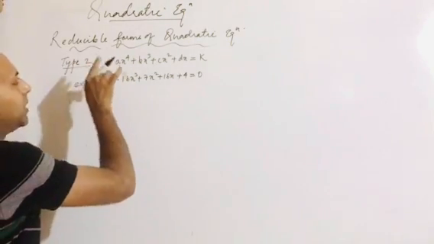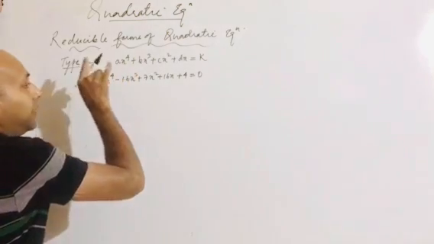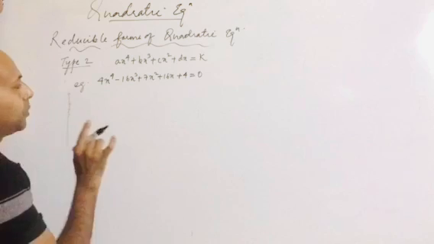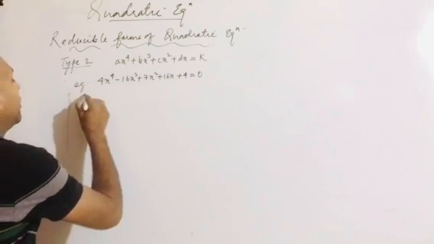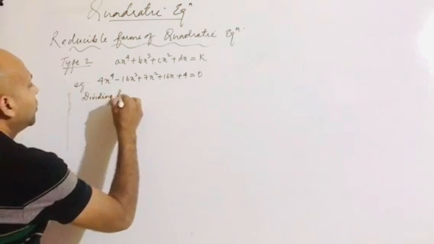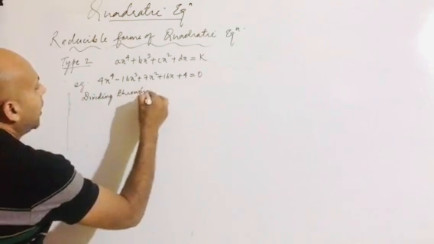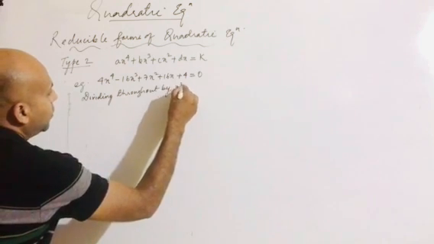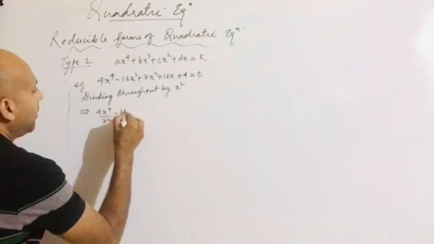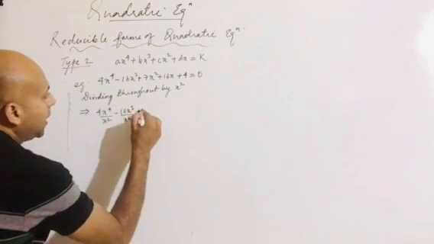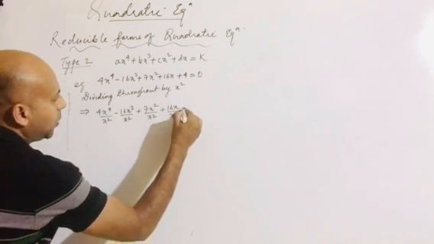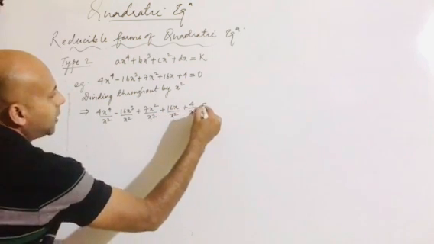Remember, whenever the equation has a polynomial of degree 4, the only method which is good for you is to divide throughout by x to the power 2 or x square. So I am going to start with this example here, and let us start by the note: dividing throughout by x square. If I divide throughout by x square, this will become 4x to the power 4 by x square minus 16x cube by x square plus 7x square by x square plus 16x divided by x square plus 4 divided by x square is equal to 0.